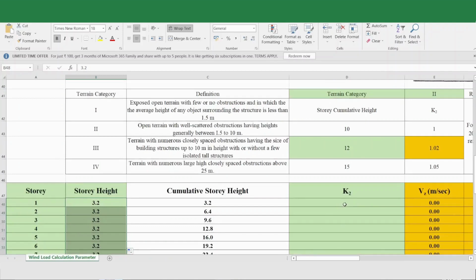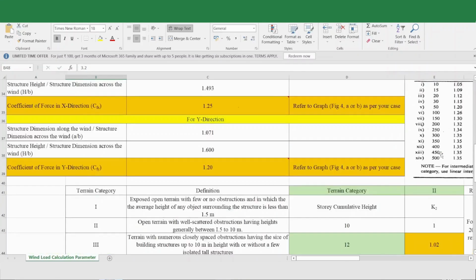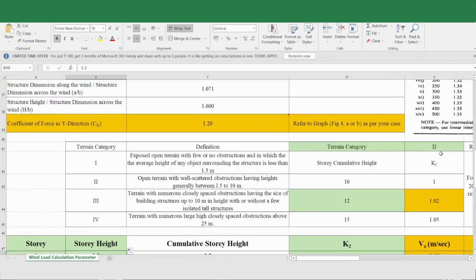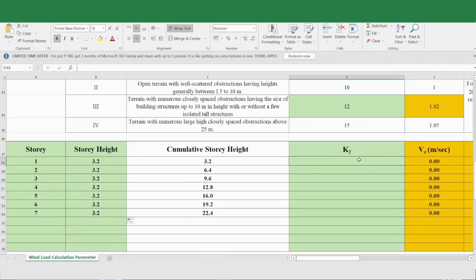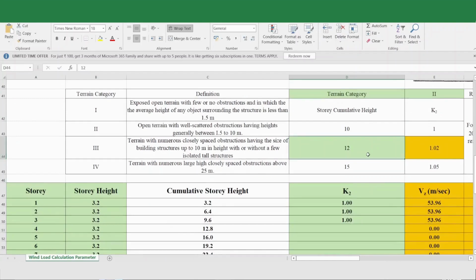Now we are finding K2. We already selected the terrain category as second. For the values lesser than 10, we have to refer to this table, so we are getting it as 1. This will be 1, this will also be 1, and this will also be 1. Now we have to calculate for 12.8 for second category. So this will be 1.03.